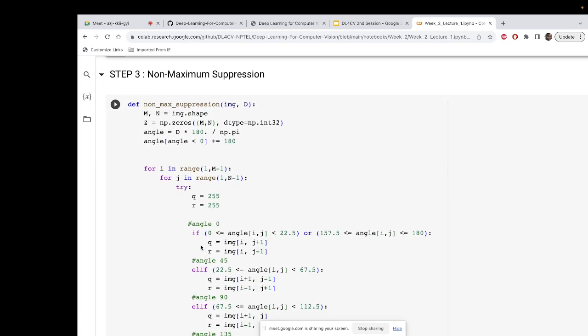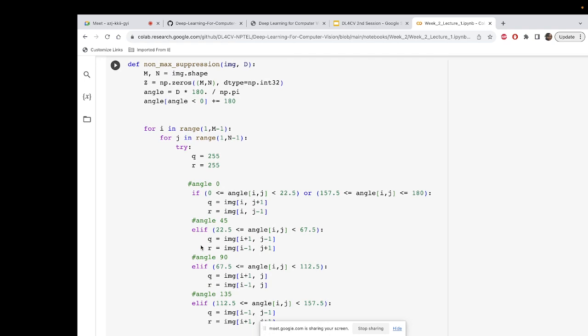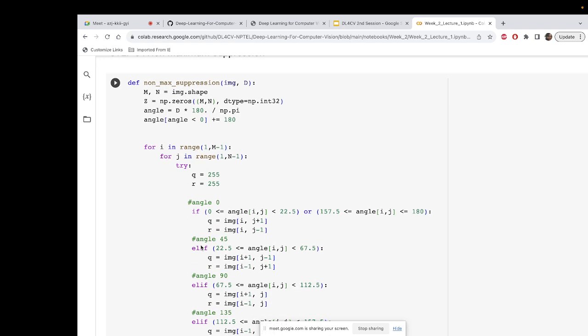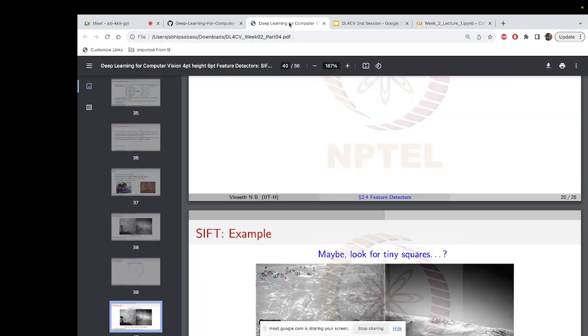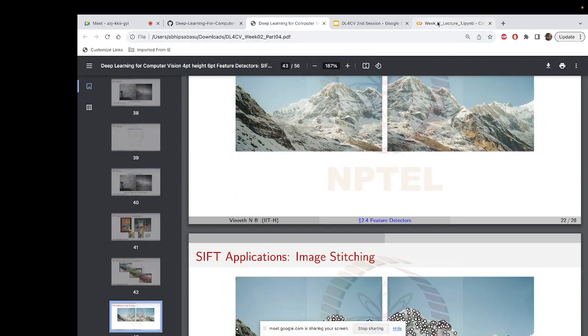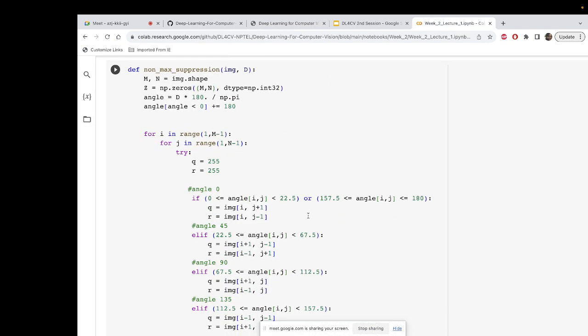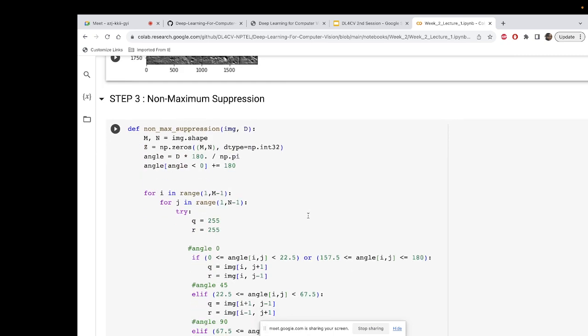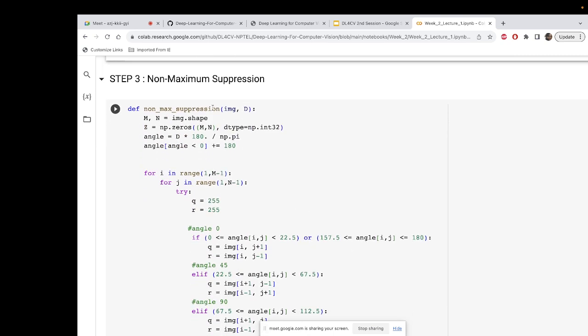Now coming to non-maximum suppression. I am not going to go through the entire code, but the gist of it is this. In a nutshell, if I am a pixel, first I see what gradient magnitude I got. That is the first thing, and then I look at the orientation. What is the orientation that I have as a pixel?